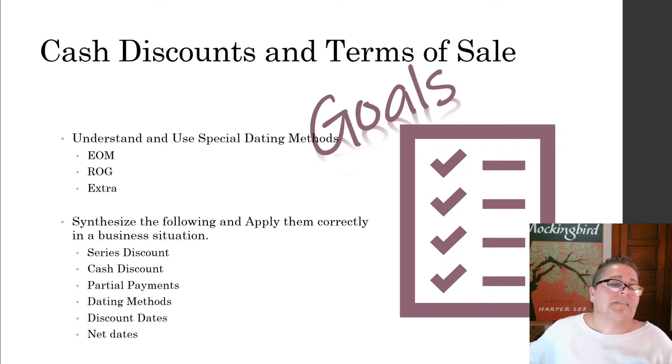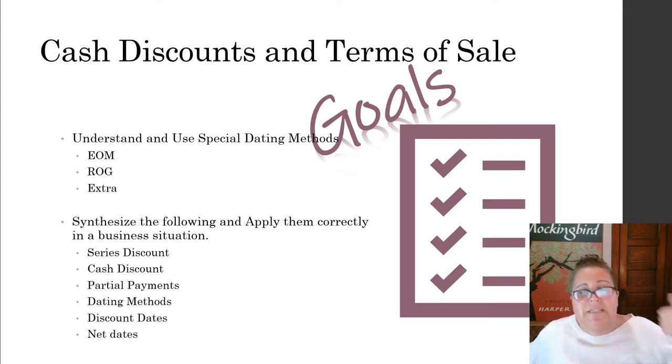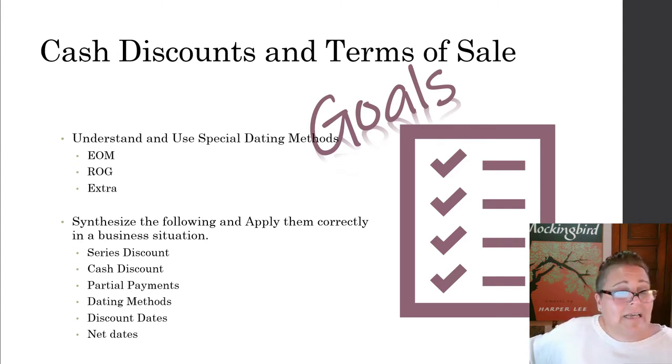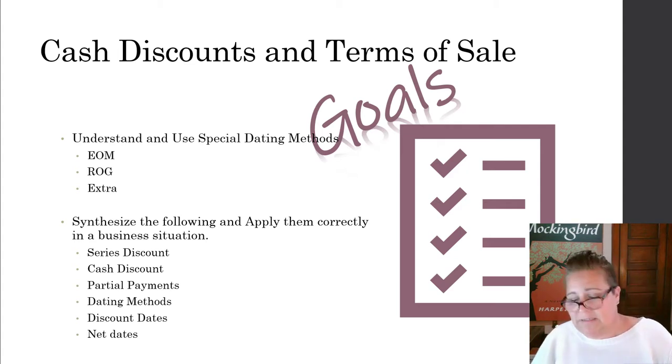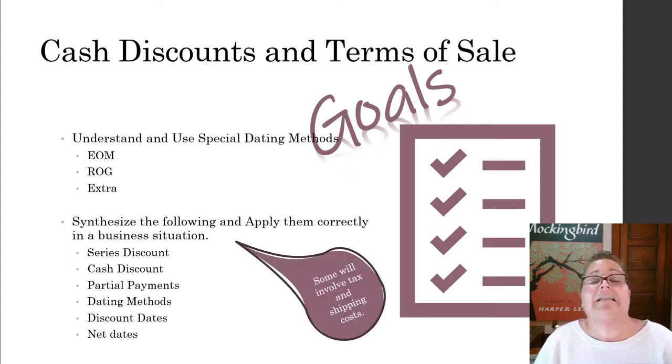We want you to be able to synthesize the following list and apply them correctly in a business situation. So a series discount, a cash discount, we want you to be able to use partial payments. We need you to be able to use the dating methods and find discount dates and net dates and compare things together. And then we have to add in that some of these problems will involve including tax, and some of them will involve shipping costs. And yeah, it's going to be a lot.